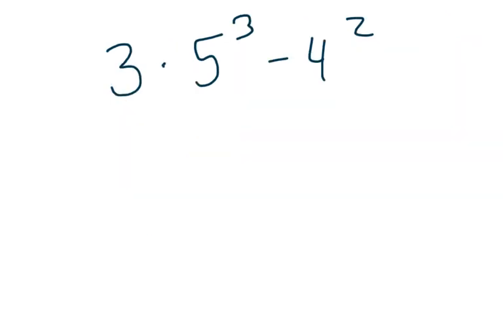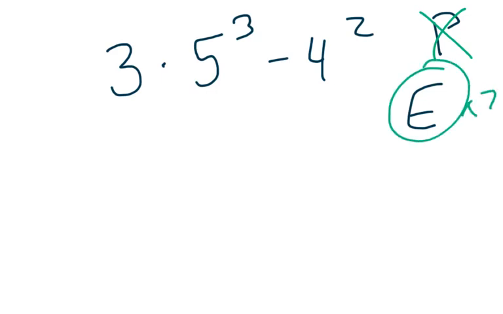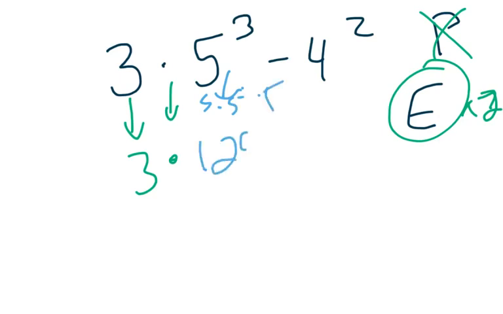Next, we have 3 times 5 to the third minus 4 squared. First up, parentheses. Nothing going on with parentheses. Next up, exponents. Ding, ding, ding. We have 2 of them. So, bring down your 3, bring down your multiplication. Then we bring this down, which is 5 times 5 times 5, which means we get 125. And then here we have 4 times 4. And so we bring down the minus sign, and 4 times 4 is 16.